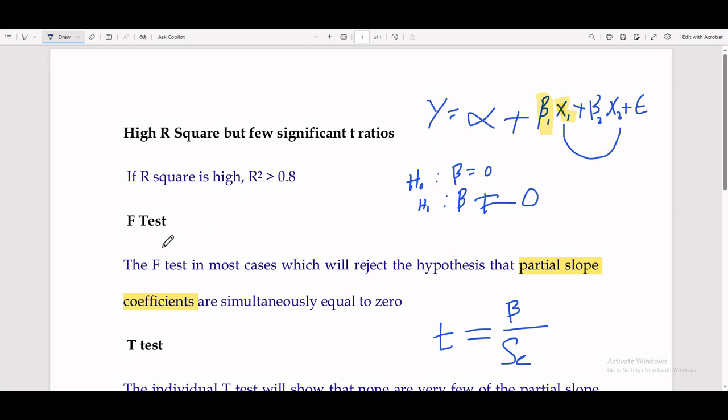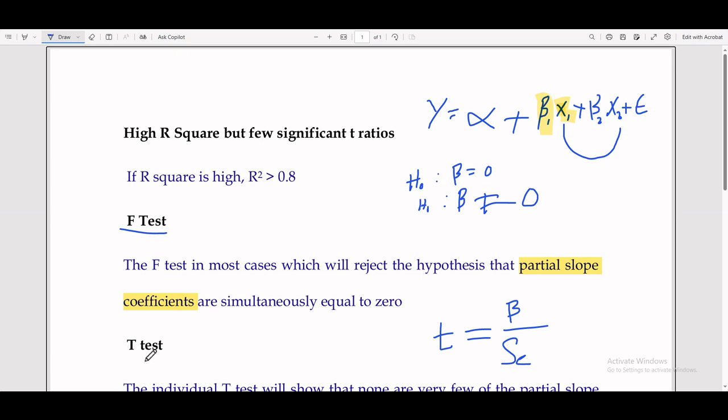We also check the f-test and t-test to check the reliability of the model. But in the presence of multicollinearity, these two tests contradict each other. So we look at this with the help of an example. This is the regression model: Y is equal to alpha plus beta 1 x1 plus beta 2 x2 plus the error term. These two are the regressors x1 and x2.